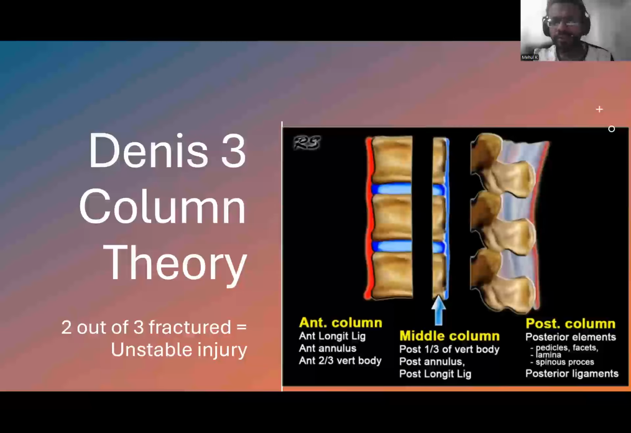Now, if two out of the three columns are affected, then it is unstable as per the Denis three-column theory. The problem here is that all of these three columns are not created equal, and there is one column that is more important than the other two, that is your posterior column. Posterior column involvement is generally serious, and that might be a consideration for whether to go for surgery or not. So the most important column is the posterior column, and if that is involved, then that is a huge problem.